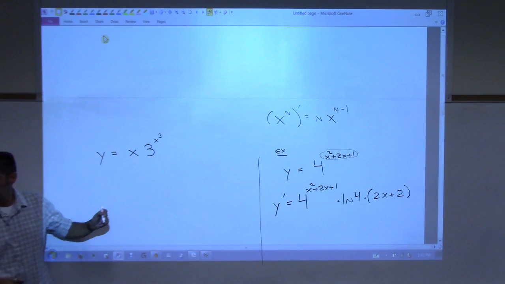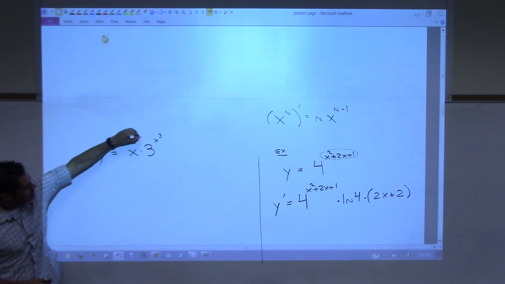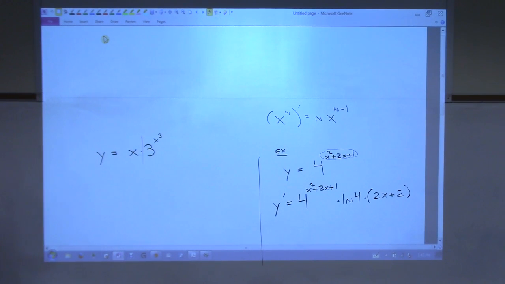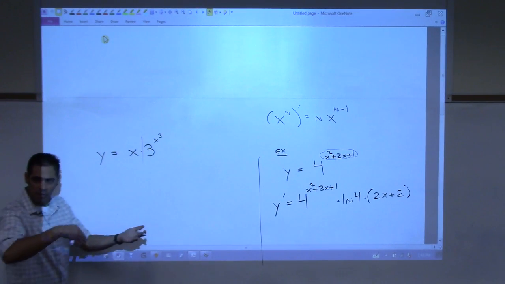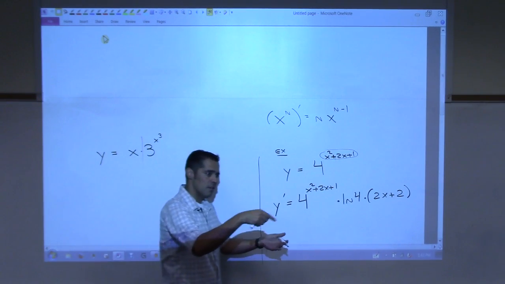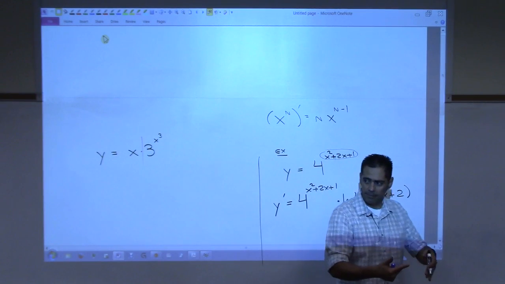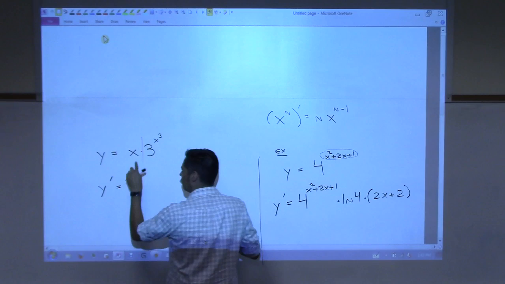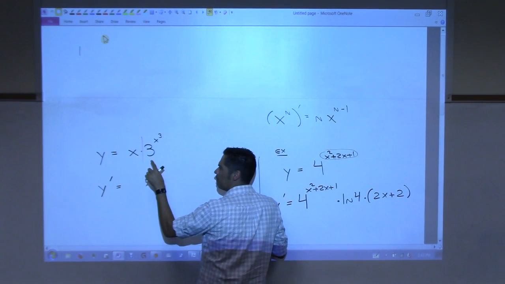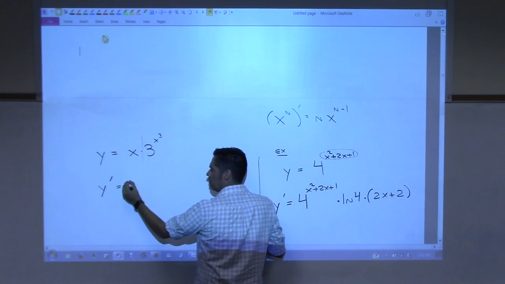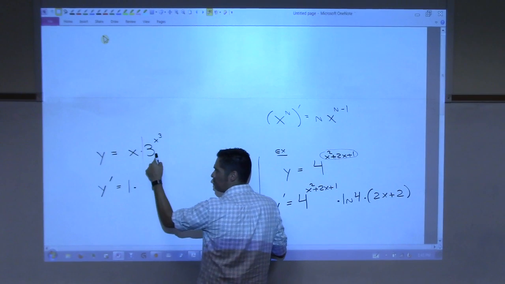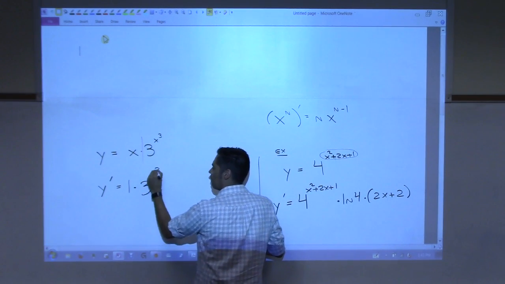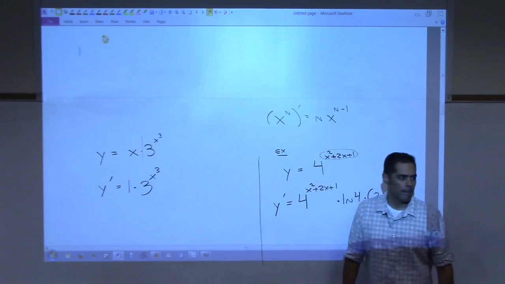Everyone see a product right there? So the derivative of a product should be the derivative of the first one times the second one plus the derivative of the second one times the first one, right? Okay. So what is the derivative of the first one here? The first one is just x, so the derivative is just 1, times this one. Okay. So what is that? Then what?